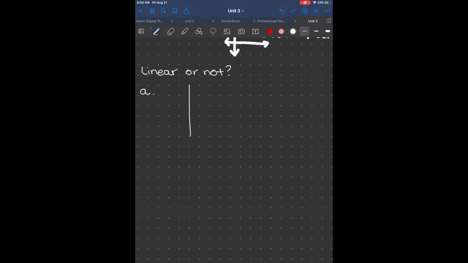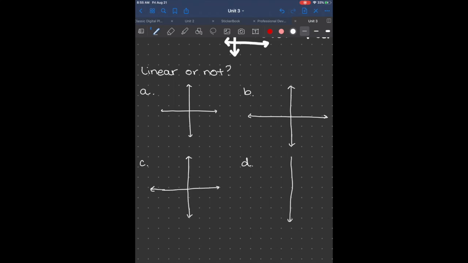So first we're going to see whether these graphs are linear or not. The graph of a linear function should be a function, so it should pass the vertical line test, and it needs to be a straight line, like in the name. So I'm going to draw some graphs.